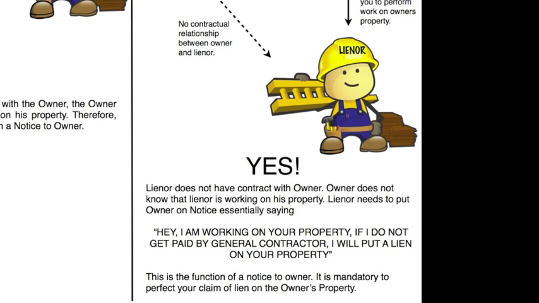Now, since the lienor does not have a direct contract with the owner, the owner does not know that the lienor is working on his property. The lienor needs to put the owner on notice, essentially saying, hey, I'm working on your property. If I do not get paid by the general contractor, I will put a lien on your property. This is the function of the notice to owner. It is mandatory to perfect your claim of lien on the property. To learn more about a notice to owner, please see my web video on the notice to owner.